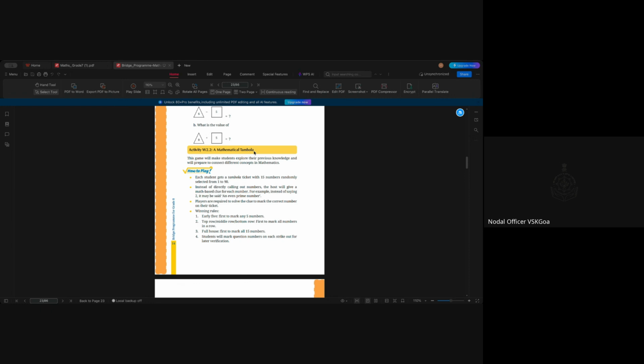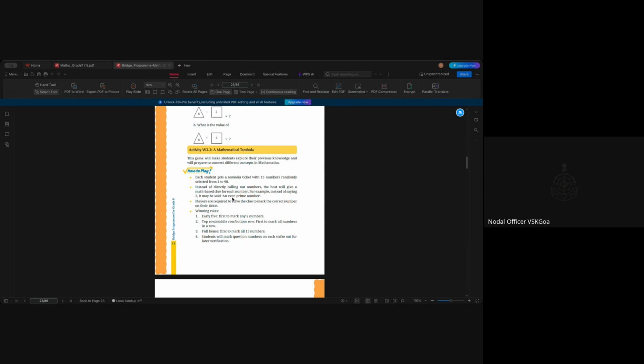So now we are connecting this housey game with the number concept. So how to play over here? Each student gets a tambola, that is the housey ticket, with 15 numbers randomly selected from 1 to 90. Then here, instead of directly calling out the numbers, the host will give maths-based clues for each number. For example, instead of saying 2, it may be said an even prime number.